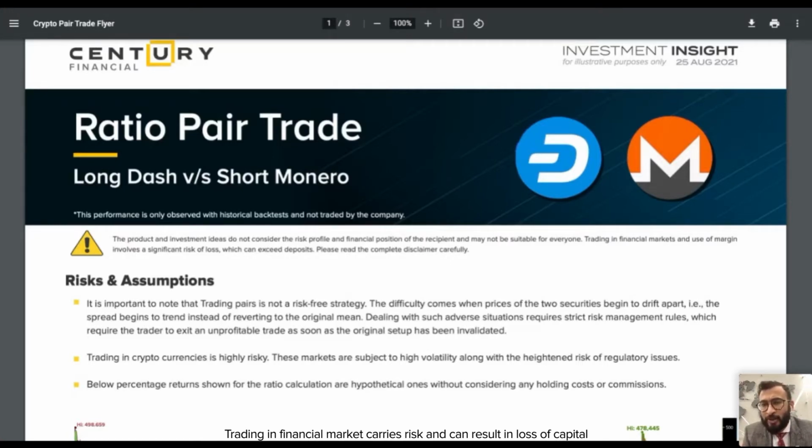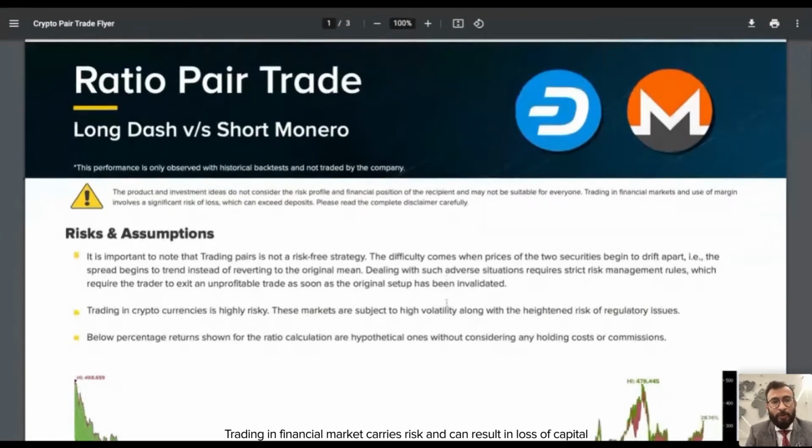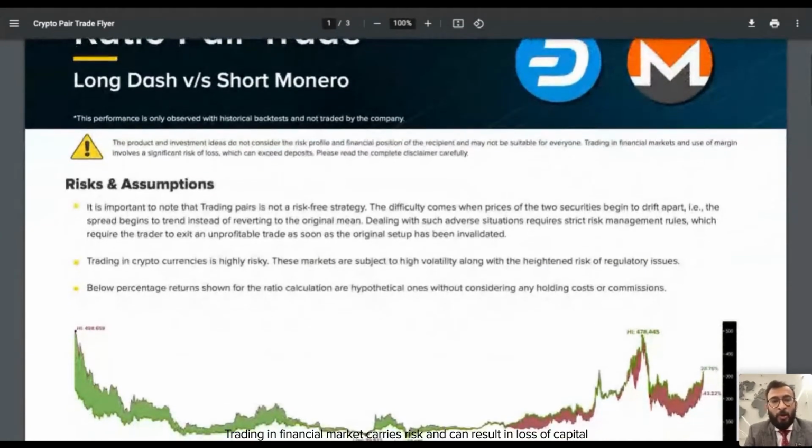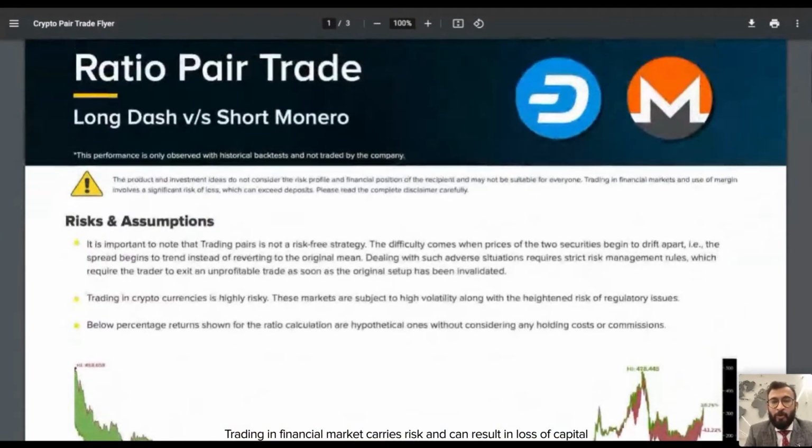Another question: do we offset the short sell the same day before the market ends? It depends on what the strategy is like. It's not necessary that by the end of the day you're forced to close both the legs. Let me show you the strategy and I think it will be clearer then. Now, this is a ratio pair trade. Long Dash versus short Monero. Dash and Monero both are cryptocurrencies.